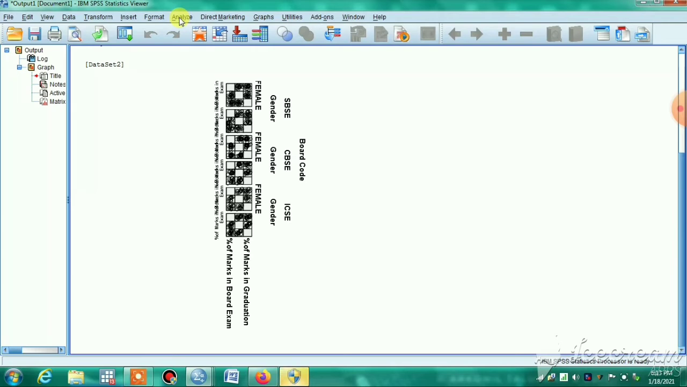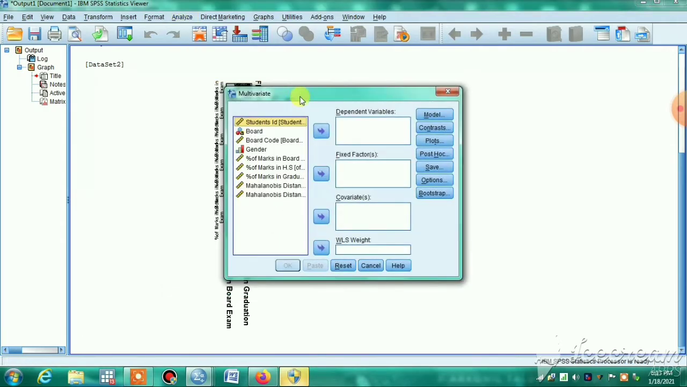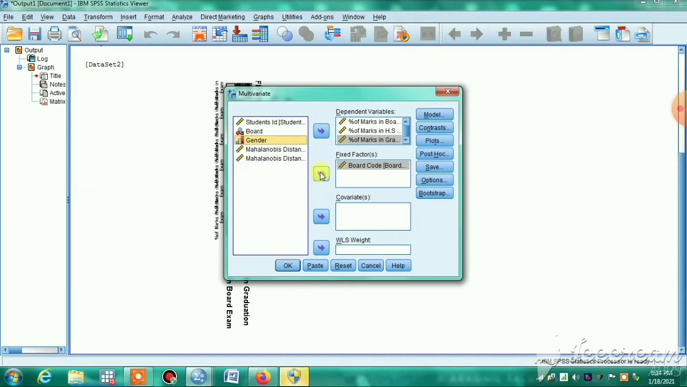For conducting this two-way multivariate analysis, we have to proceed in this way. Go to analyze, go to general linear model. In the one-way MANOVA you click univariate, but since this is two-way MANOVA we have to put multivariate here. Okay, for dependent variables, as we know: percentage of marks in board exam, percentage of marks in HS exam, percentage of marks in graduation, and in fixed factors the board code and gender are given.